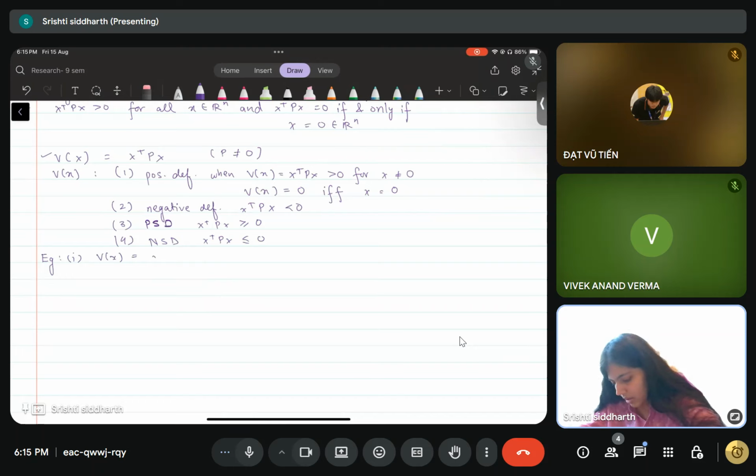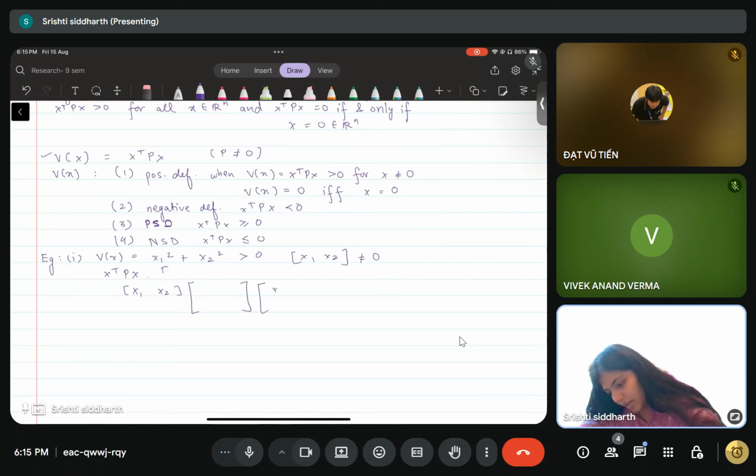Take x1 squared plus x2 squared. We know that this is always greater than 0 for a non-zero vector x written like this. Okay, so what's P in this case? We have to write it in this form. You can see that there are no mixed terms x1 x2, so P must be diagonal, right? So this is x1, x2, some 2 by 2 matrix, x1, x2. And the coefficients are 1, so this is simply 1, 1, with 0s elsewhere: the identity matrix of size 2.